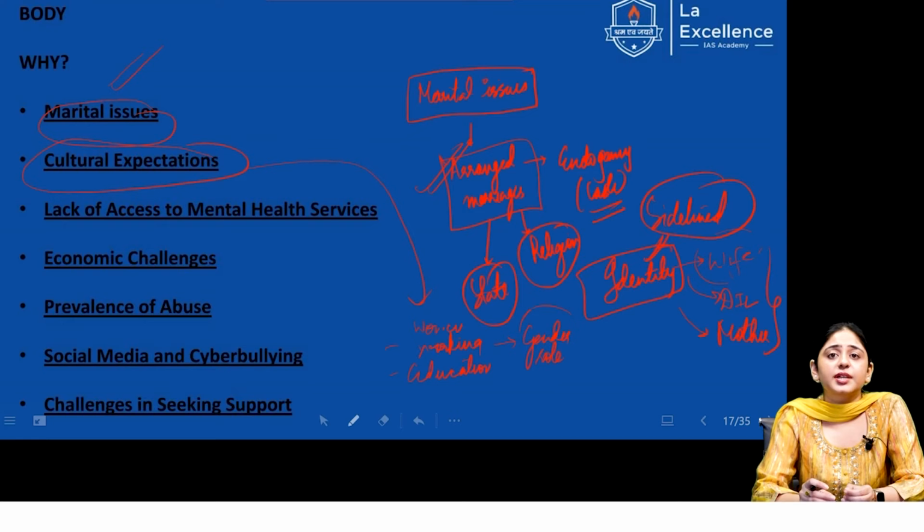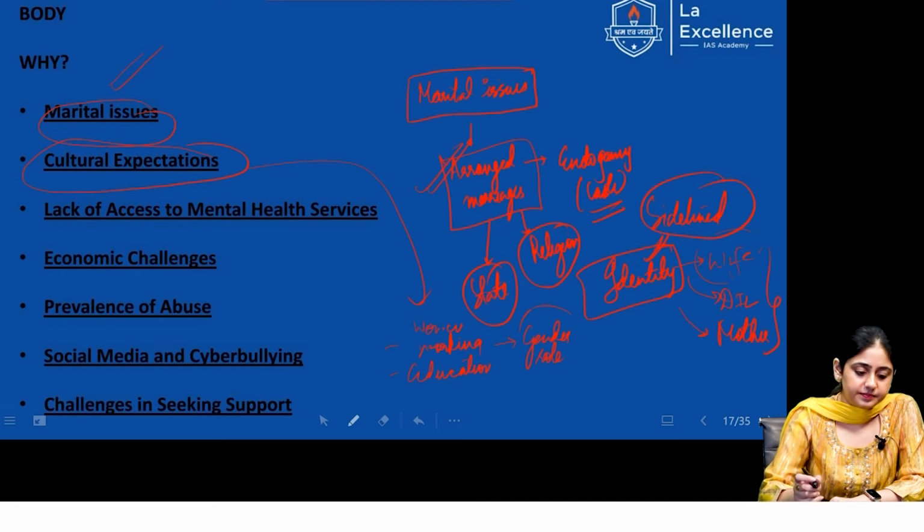So these cultural expectations, right? How to dress, how to talk when you are married, how to sacrifice your own wishes. So all these cultural expectations sometimes make the life of women very suffocating, and some women cannot tolerate it, right? They're not able to air their grievances or ask for help. So this leads to suicide in them.